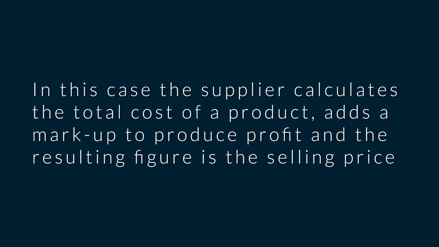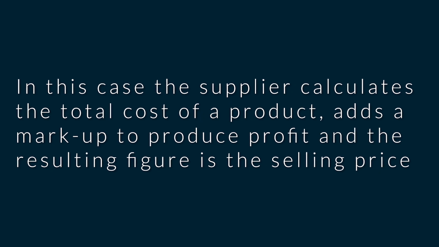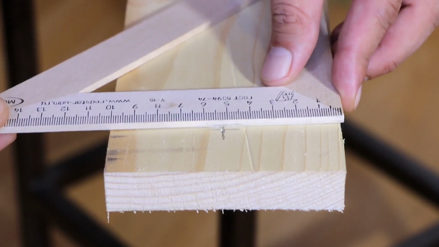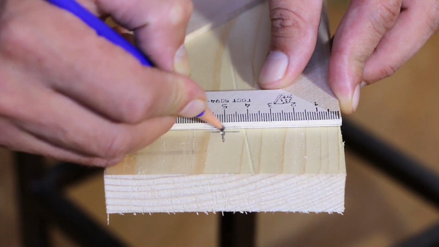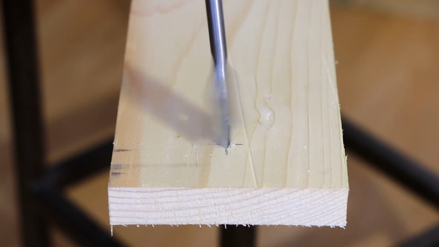In this case, the supplier calculates the total cost of a product, adds a markup to produce profit, and the resulting figure is the selling price. To avoid this sounding all theoretical, let's look at it from a practical angle. Assume we are dealing with a small business that makes custom-made chairs. The first thing when figuring out how to price these chairs is to find our total cost.